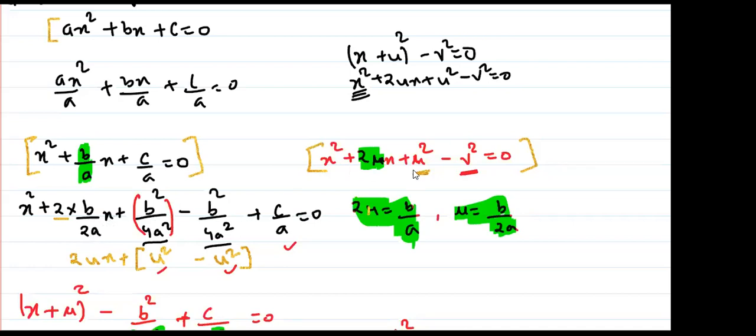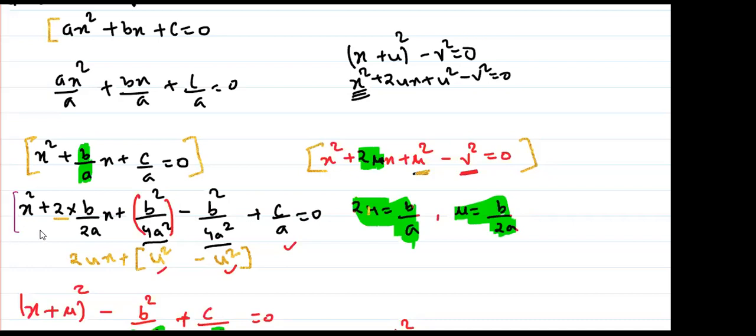But the third term is u square, and we don't have u square over here. So what we will do, we will add as well as subtract u square. We will add u square, which is b square by 4a square, and subtract u square, which is minus b square by 4a square. That we can do because u square minus u square is 0. So I can do that. Plus c by a, I'll write c by a over here.